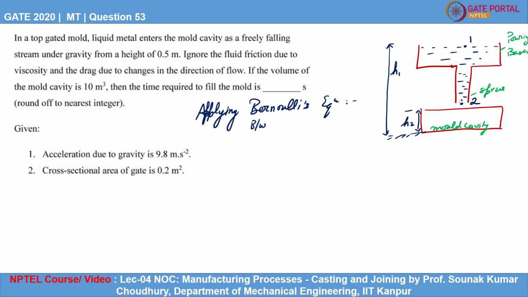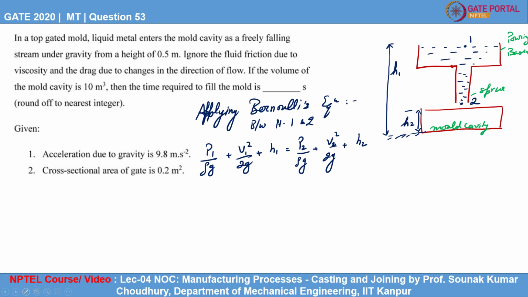Applying Bernoulli's equation between point 1 and 2, I will get P1 by rho g, the static pressure head, plus V1 square by 2g, the dynamic pressure head, plus the datum head H1. At point 2, it will be P2 by rho g, that is static pressure head, V2 square by 2g, dynamic pressure head, and the datum head H2.